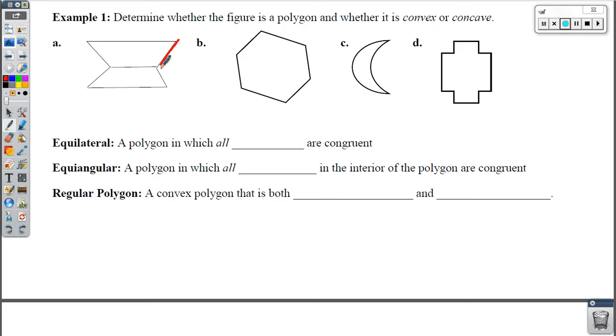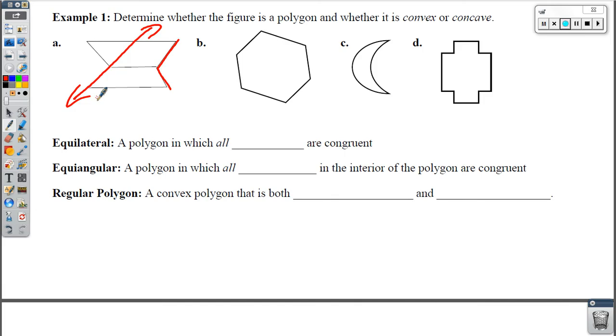You can look at these two sides here. That one on the right, you can see indents. It also happens on the left. Or if you want the more formal definition, if we were to extend one of these lines, it would cut into the shape. So that is a concave shape. B is a polygon. It is closed, and it has all straight sides. That's fine. So that is a polygon, and it is a convex polygon. So there is no indent into that shape for part B.